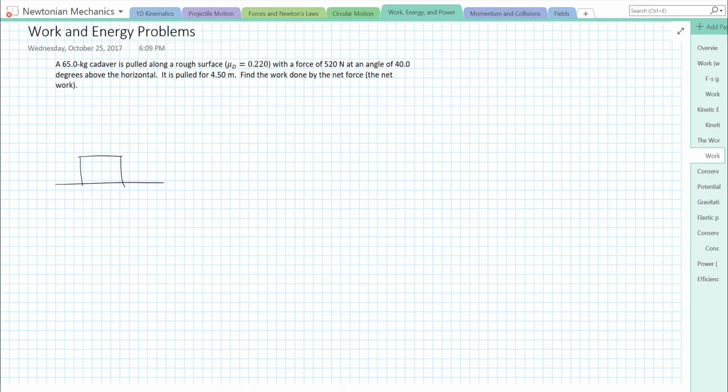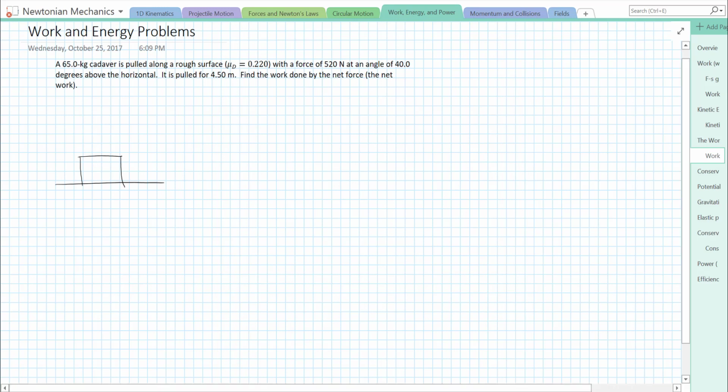Hey everybody, this is a practice problem on work and kinetic energy, work and energy. This is a problem in which we find the net work done by a net force, in which there are a lot of different forces acting. So let's get right to it.